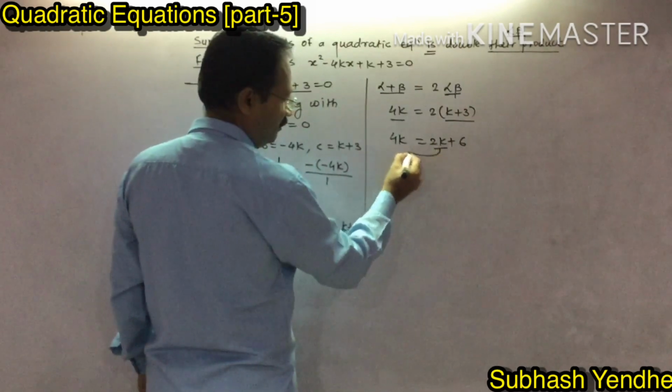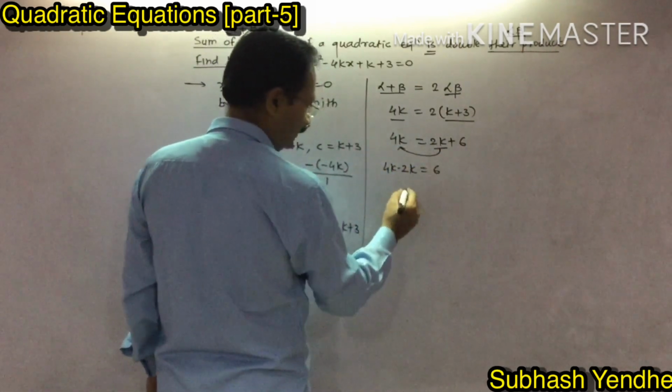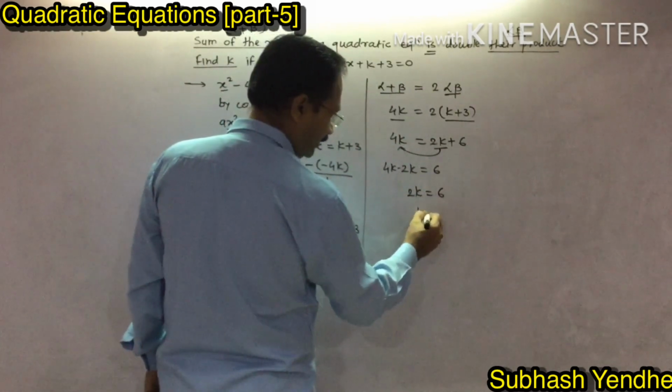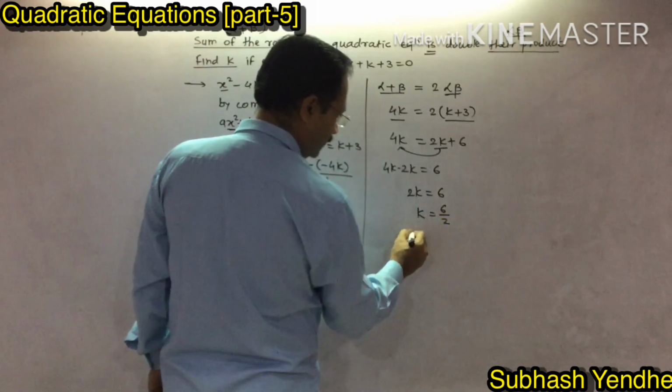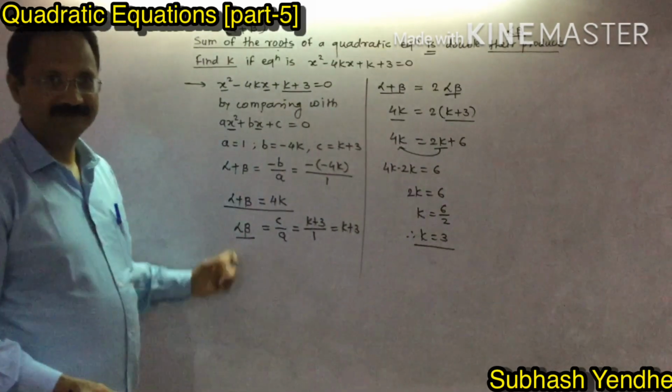Now 2k will come on this side. 4k minus 2k equals 6. So 2k equals 6. Now 2 goes on that side. You get 6 upon 2. Therefore the value of k is 3.